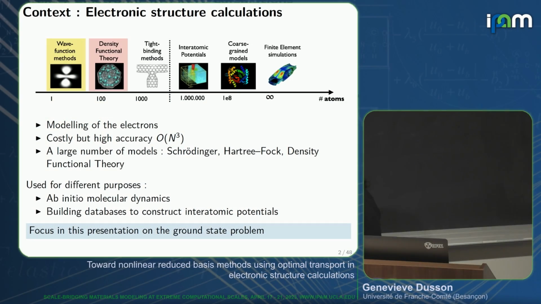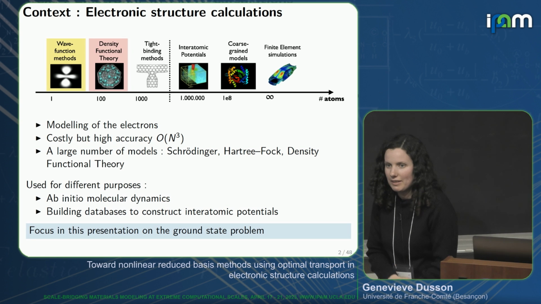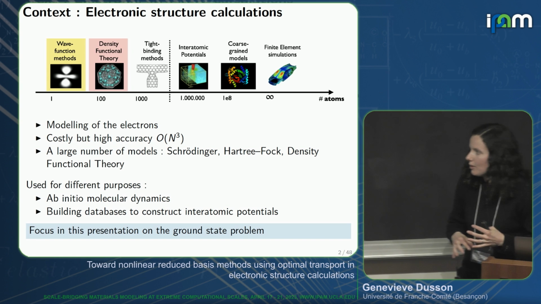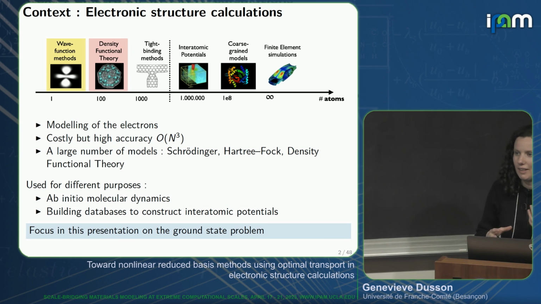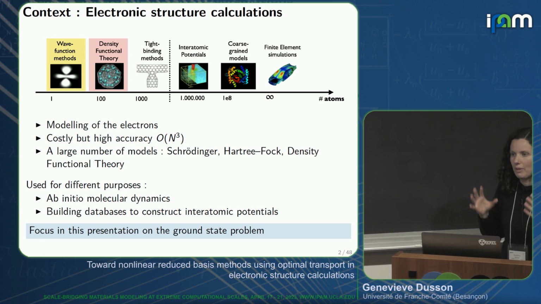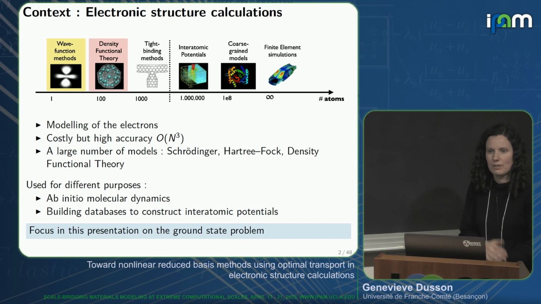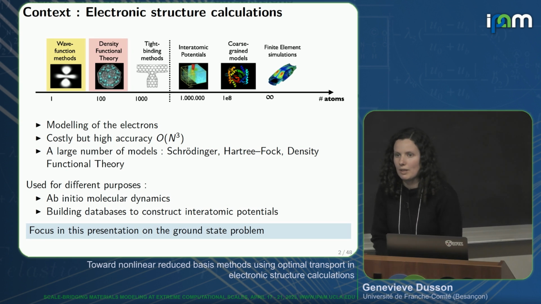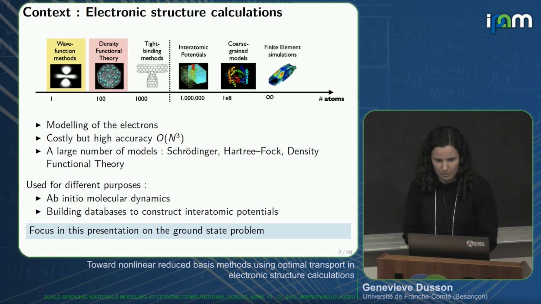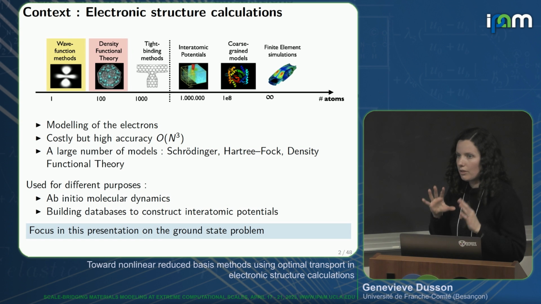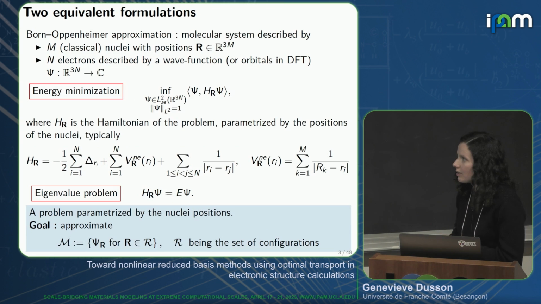And Gabor also motivated the need for efficient electronic structure calculation methods, since he showed that 40% of the supercomputer use goes into simulating DFT and similar methods.